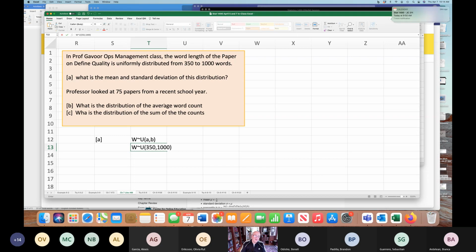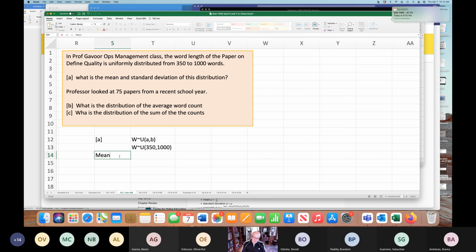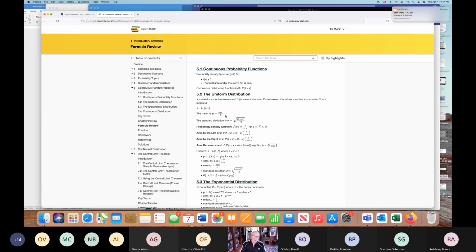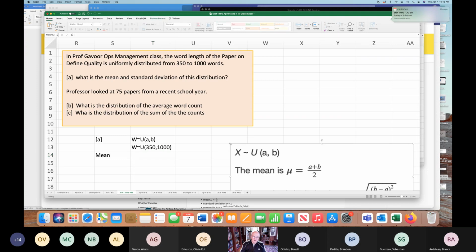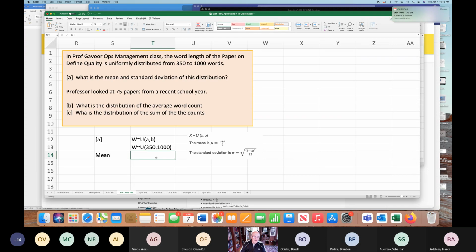Now, I know I don't need it for this, but I'm going to need it for the next problem. What's the mean and standard deviation? Well, the mean is what? If I go back to my formula, maybe I can do copy. You're all good at copy paste, right? There we go. I can put it right there so I don't have to go back and forth. So the mean is going to be B plus A over 2. So that's going to be 1,000 plus 350, divided by 2, 675.